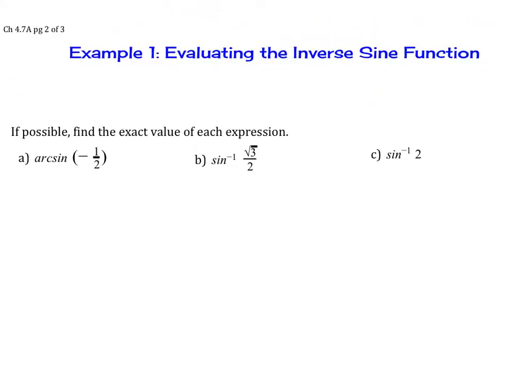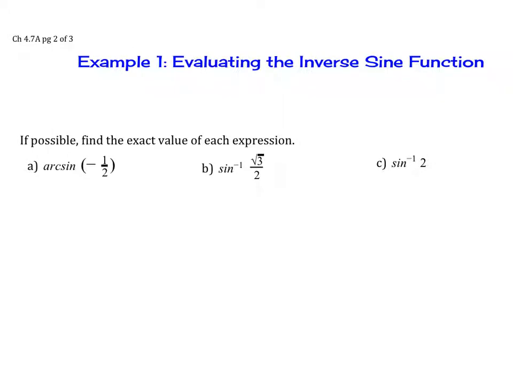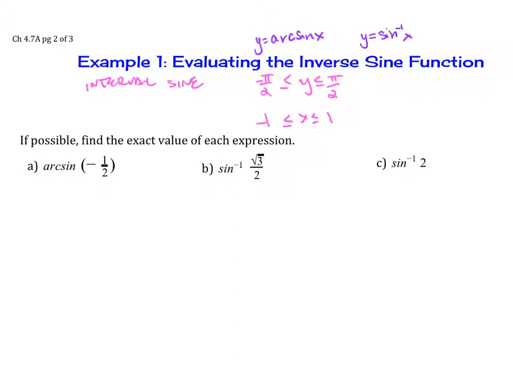So we're going to evaluate these inverse sine functions. We have to remember that y has to be between negative pi over 2 and pi over 2, and then the x value has to be between -1 and 1. We're also looking at arc sine, that is y equals arc sine of x, or remember, that's also y equals sine inverse of x. They're the same thing. So we're looking at A, arc sine of -1/2.